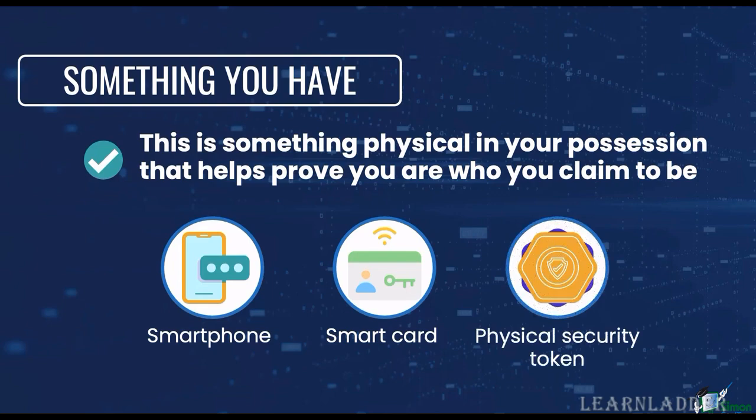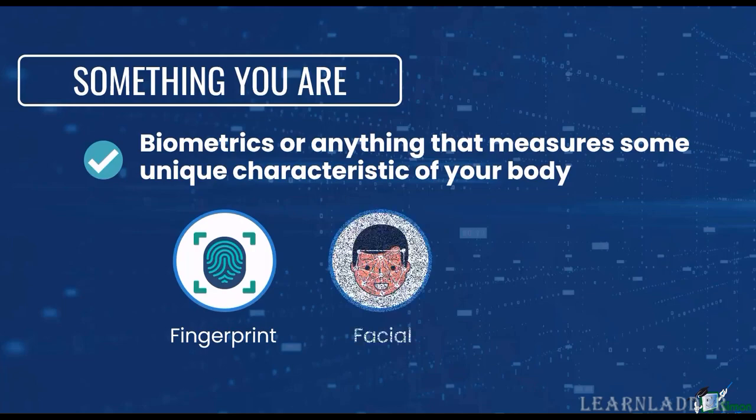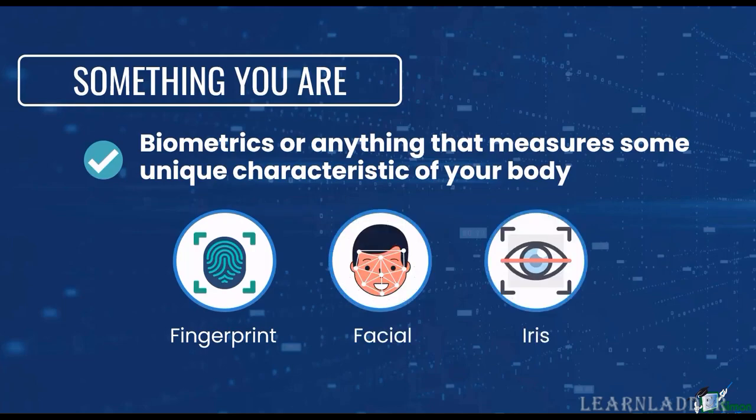Or you could have a physical security token, like a YubiKey, or something similar that provides a code that acts as a second authentication factor. In all these cases, you have something physical in your possession that helps prove you are who you claim. The third type of factor is something you are, also called biometrics. So, fingerprint recognition, facial recognition, iris scanning, or anything that measures some unique characteristic of your body is an example of biometric authentication.